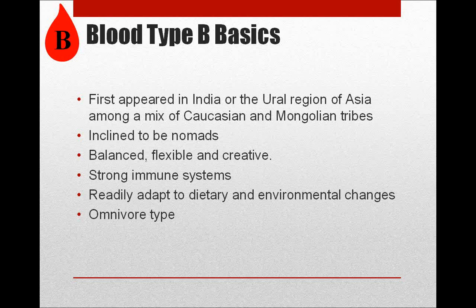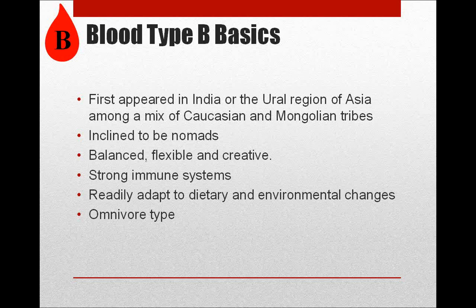So the B's kind of came together with the Mongolians and the Himalayas, and they're more nomads. They also do better with altitude changes. They do better at higher altitudes. They do better with the change of season, and they do better in cooler weather. So a lot of B's that are living at sea level tend to have the most imbalance. But for the most part, the B's tend to be more balanced and flexible.